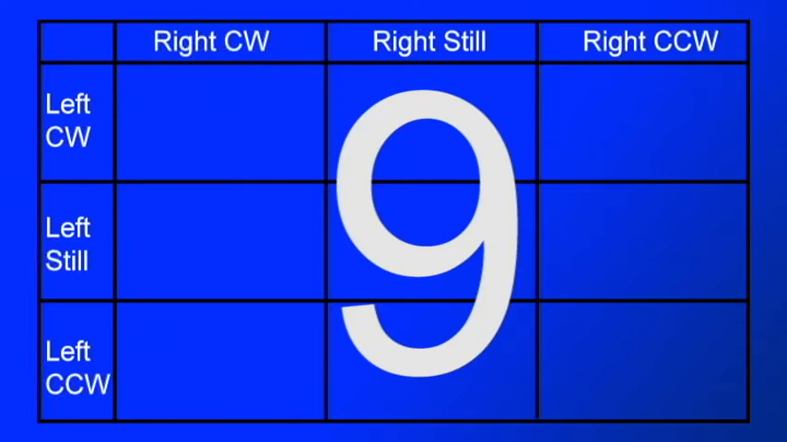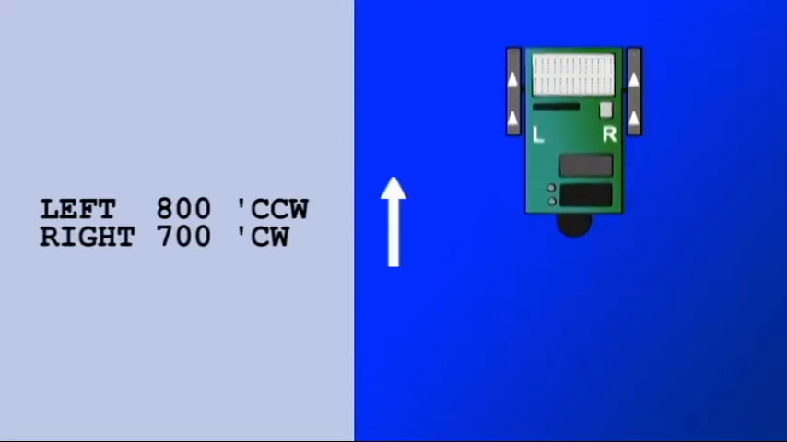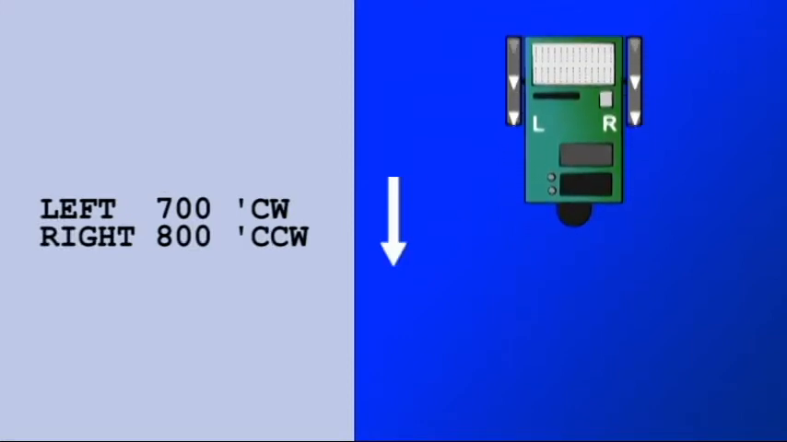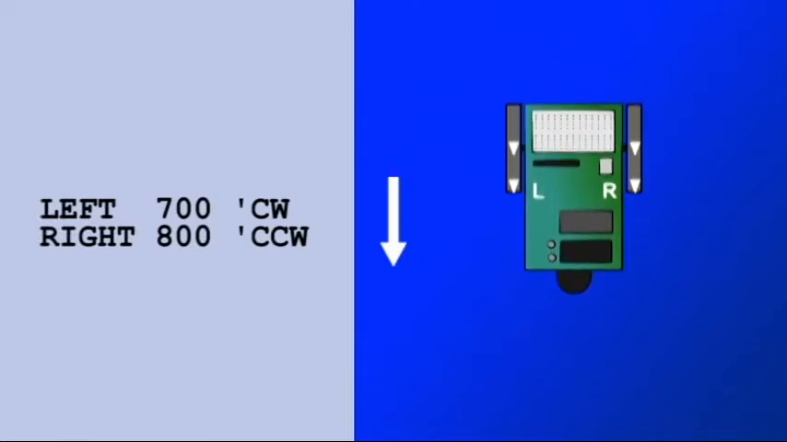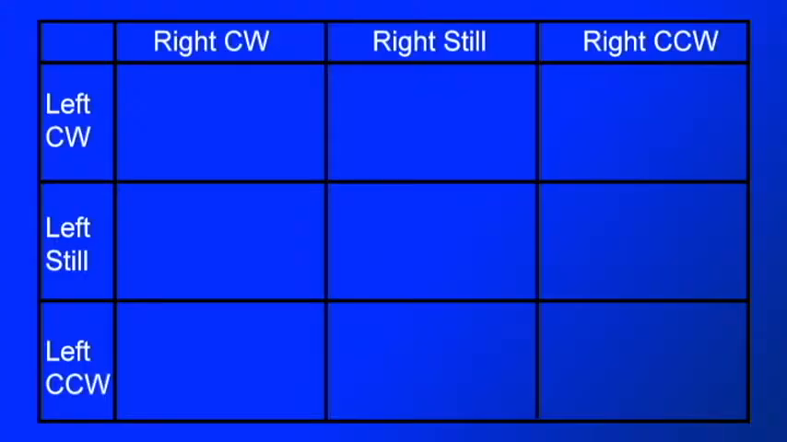The first 3 motions are easy because they are straight-line motions. To create forward motion, the left wheel goes counterclockwise and the right wheel clockwise. Reverse those, and the BoeBot moves backwards in a straight line. When both pulses are 750, both wheels are still, and the BoeBot holds. Those motions fill 3 cells in our matrix.